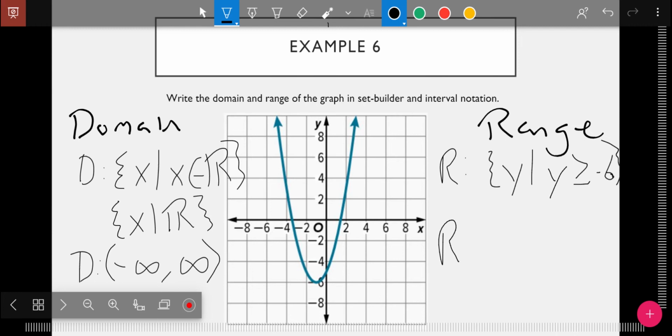Range. Now let's do it in interval notation. Interval notation goes from low to high. So the lowest it goes is -6. The highest it goes is positive infinity. Infinities always get the rounded off ones. Is -6 included or not? It is included, so it gets the squared bracket.